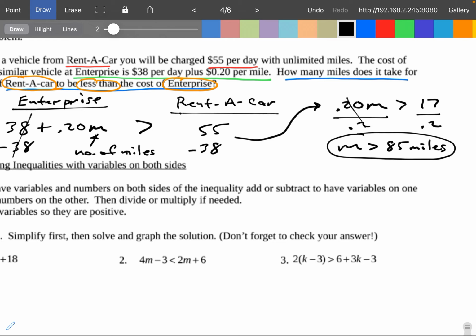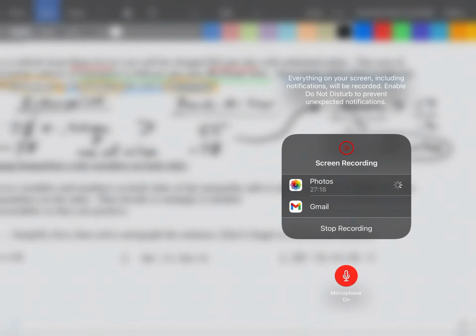You're just doing 55 minus 38, which would be 17, times 5. Yeah, because when you divide by 0.2, 0.2 is 2/10, which is the same thing as 1/5.